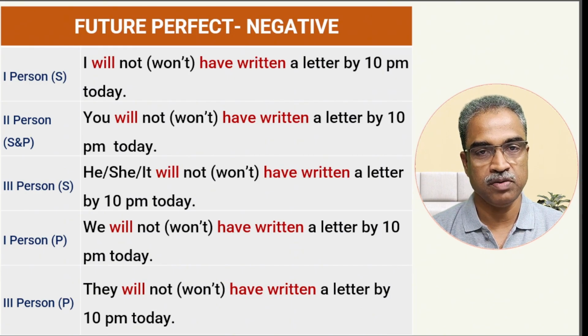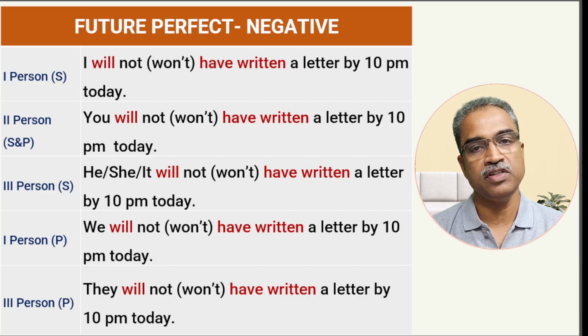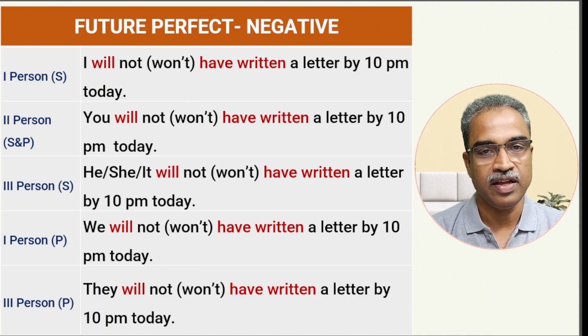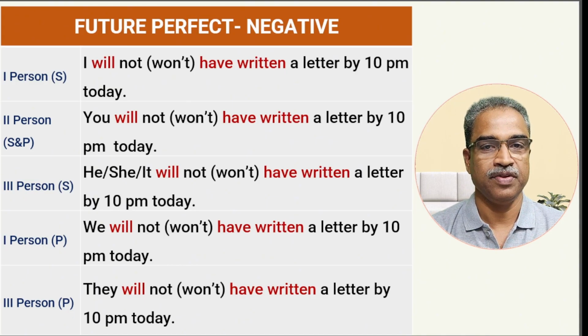Next one, first person plural. We will not have written a letter, or we won't have. They will not have written a letter, they won't have. It's so easy once you know the pattern, right?